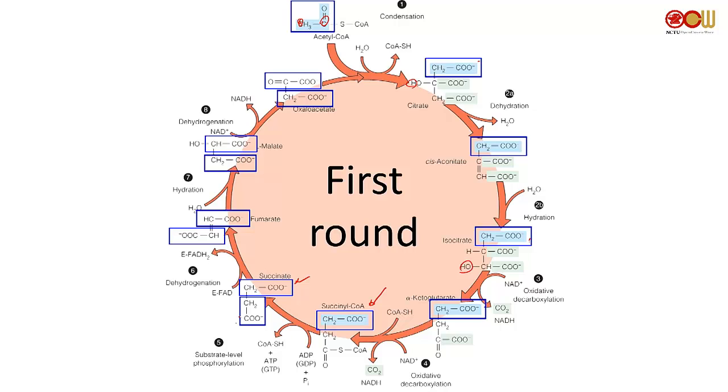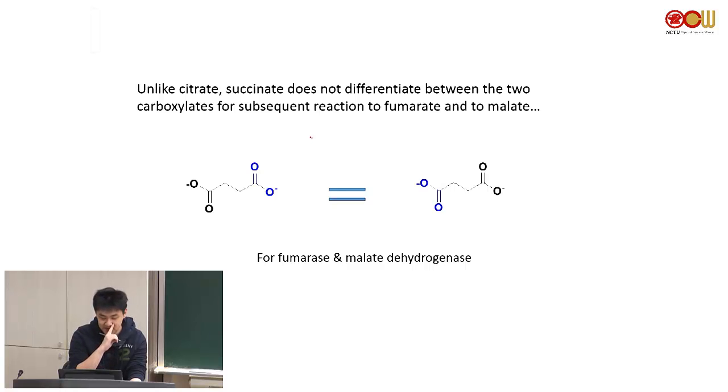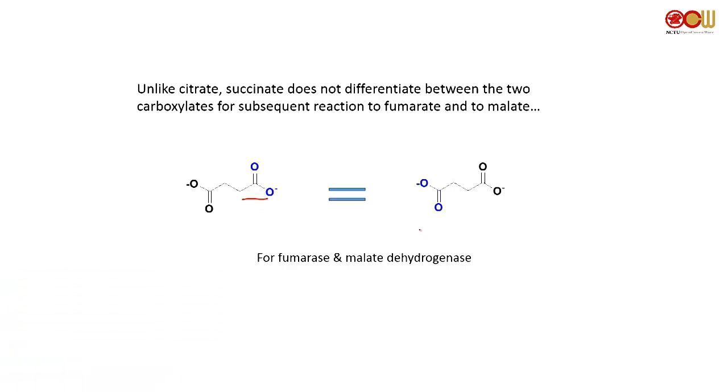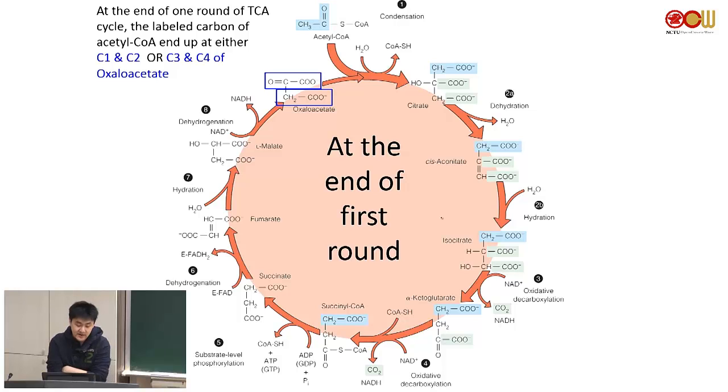So by the time you go to oxaloacetate, your 2 labeled carbons could be anywhere. It could be either C1, C2, or C3, C4. Like I said, unlike citrate, succinate does not differentiate between the 2 carboxylates for subsequent reactions to fumarate and malate. So labeling here is the same thing as saying labeling here. At the end of one round of the TCA cycle, the labeled carbons of acetyl-CoA end up at either C1 and C2 or C3 and C4 of oxaloacetate.